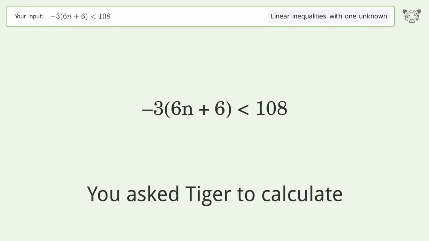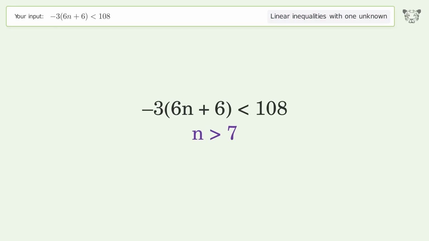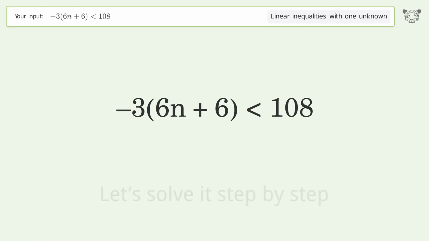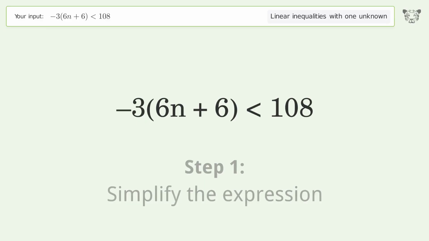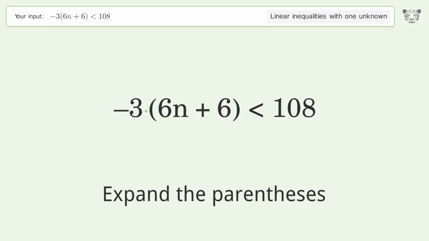You ask Tiger to calculate. This deals with linear inequalities with one unknown. The final result is n greater than -7. Let's solve it step by step. Simplify the expression. Expand the parentheses.